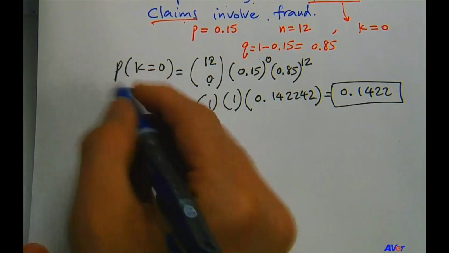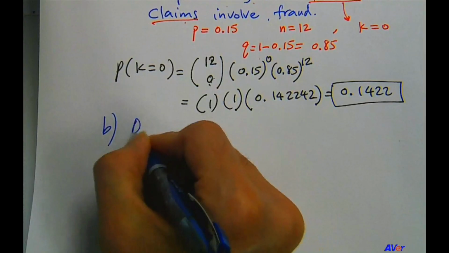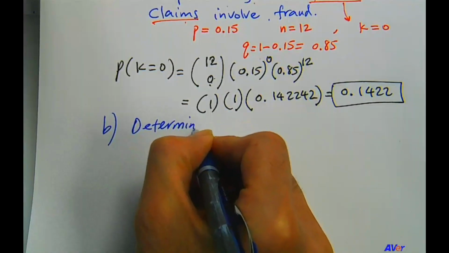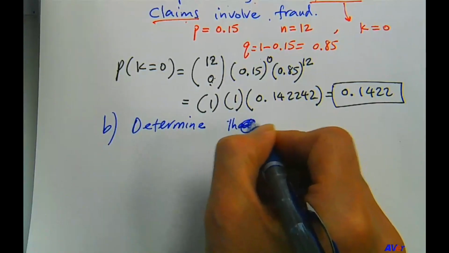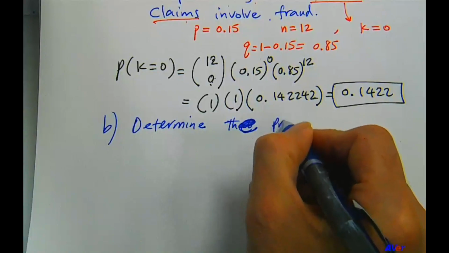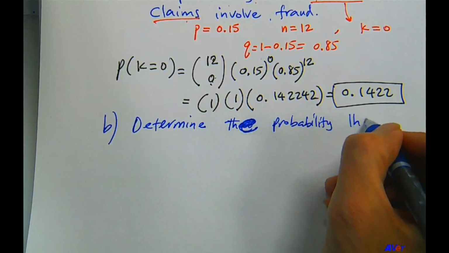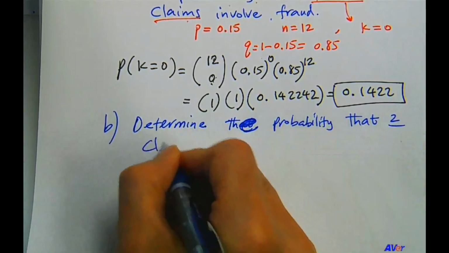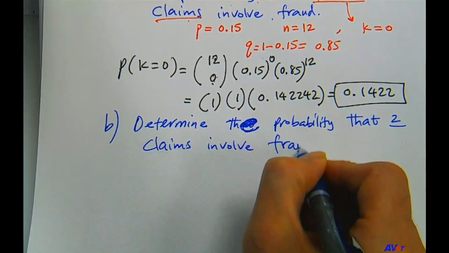A good idea at this time, because you've already seen one example, would be, once I write down each of these examples, to pause the video, run your own calculations, and then come back to the video. So for part B, we want to determine the probability that 2 claims involve fraud.